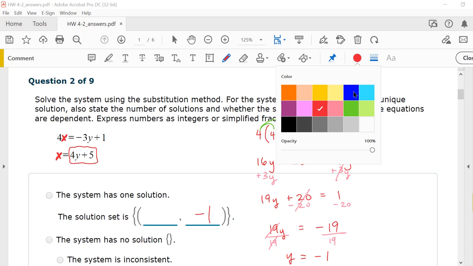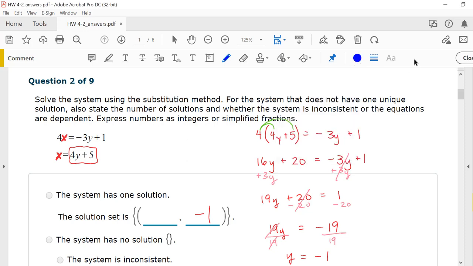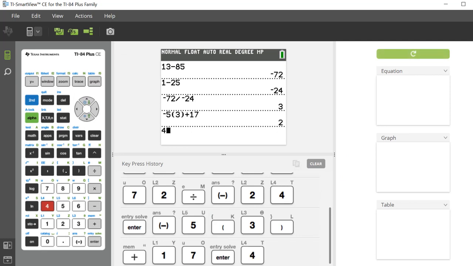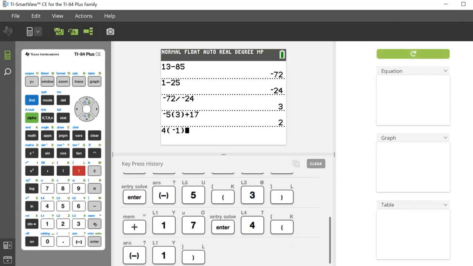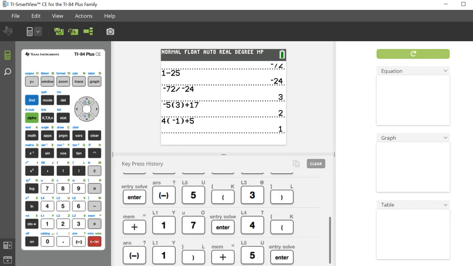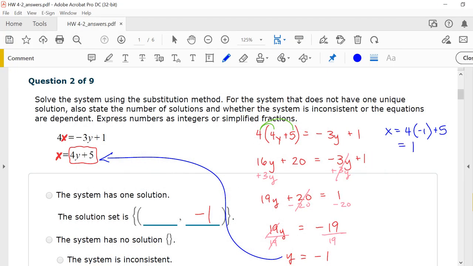To get my x value, I'm going to plug this y into, you can plug it into either one, but I'm going to plug it into that second one. X equals 4 times negative 1 plus 5. 4 times negative 1 plus 5 is 1. My x value is 1. My y value is negative 1. This system has one solution.